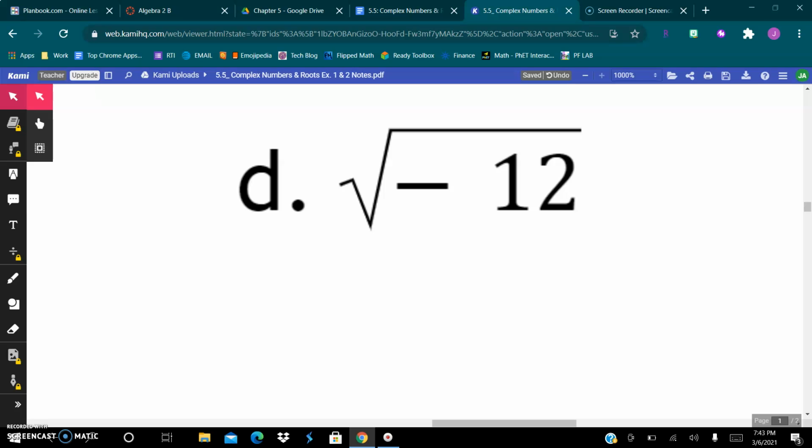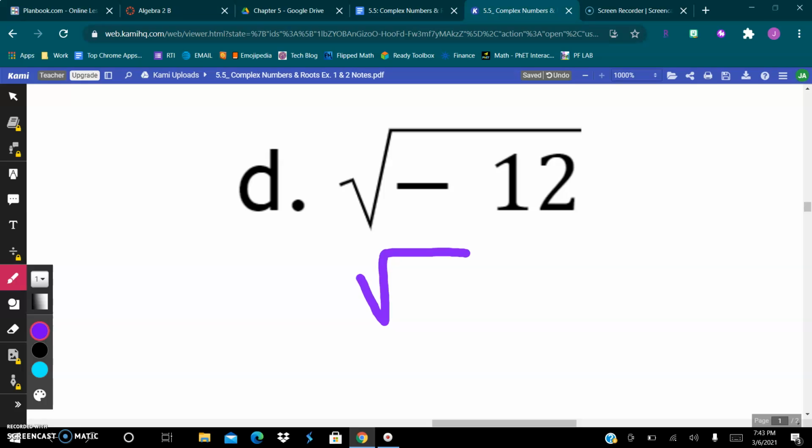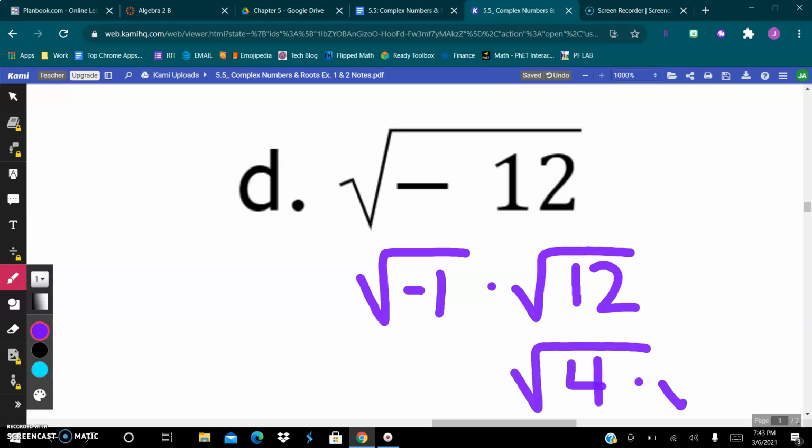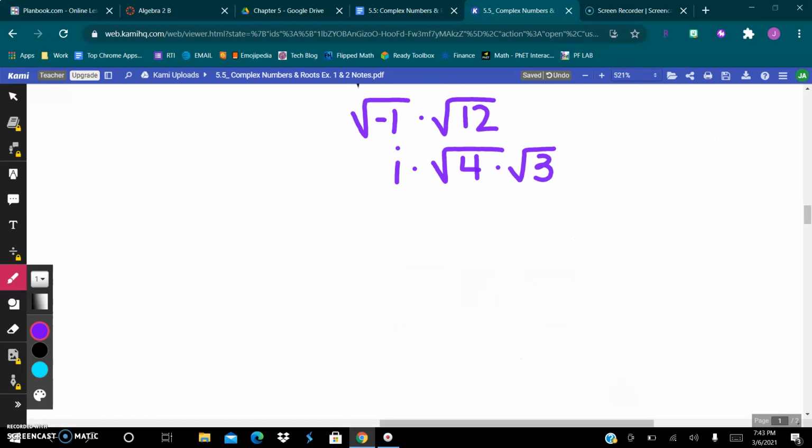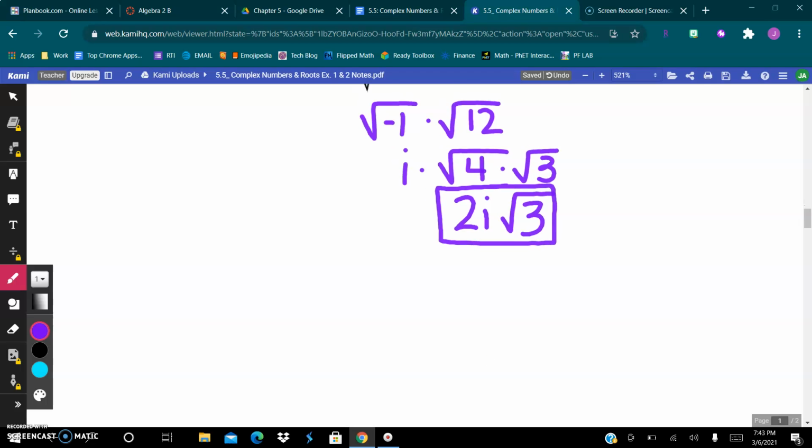And our last one like this is the square root of negative 12. So again, that negative sign represents a negative 1. And then we have the square root of 12 left. 12 is 4 times 3. So we have the square root of 4 times the square root of 3. And the square root of negative 1 is i. And then we can take the square root of 4, which is 2. We're going to write the i behind it. And then we have the square root of 3 left. So the simplified version is 2i square root of 3.